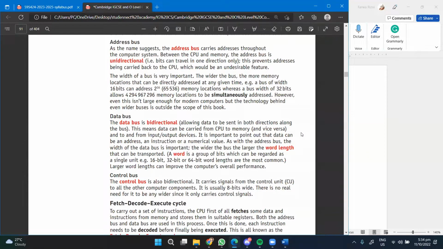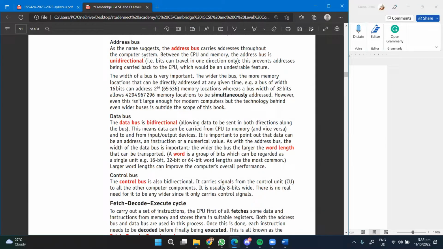Right, and so the next bus we have here is the data bus, which is bidirectional, meaning it can transfer to and from places. This means that data can be carried from the CPU to memory and vice versa, and from and to input devices. All right, and do they mention the width of the bus? Okay, so here they are talking about the width of the bus, and instead of seeing how many places are addressed, because that was related to an address bus, for a data bus you'd be talking about the word length that can be transported. So the amount of data that can be transported, and its keyword would be word length.